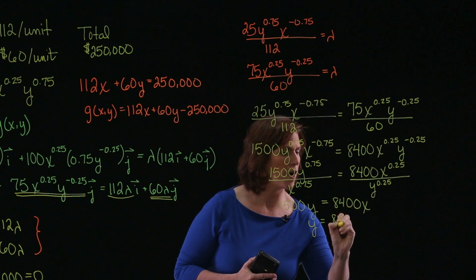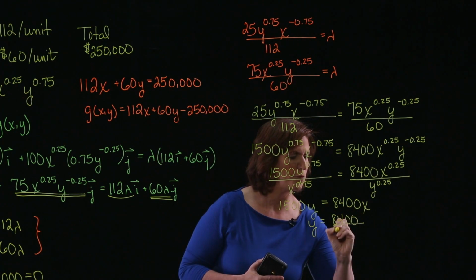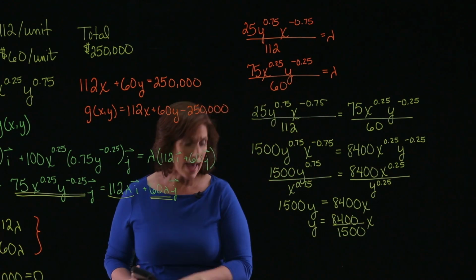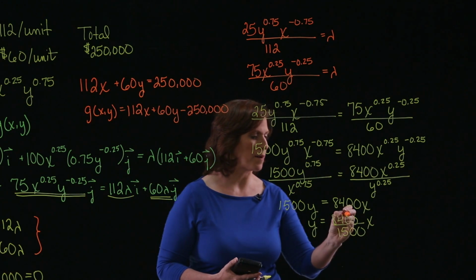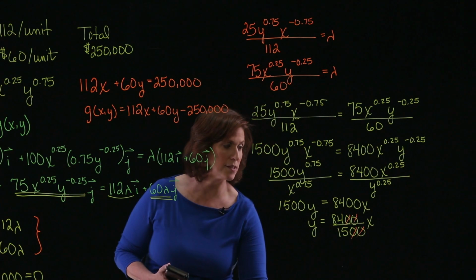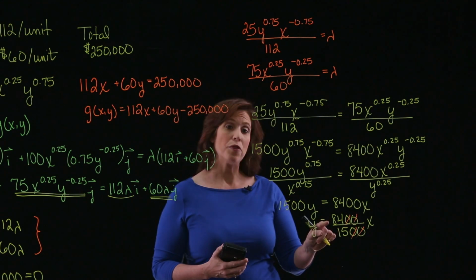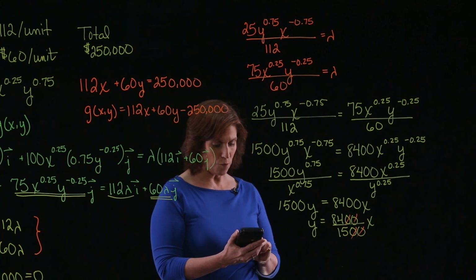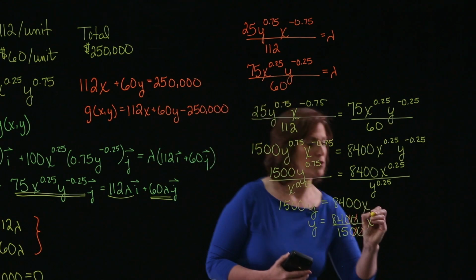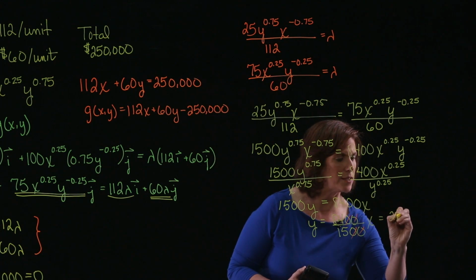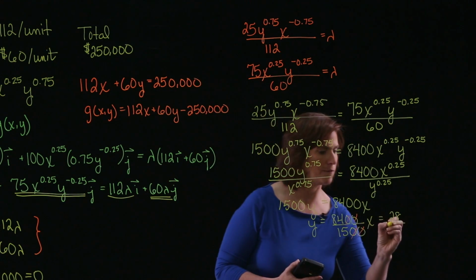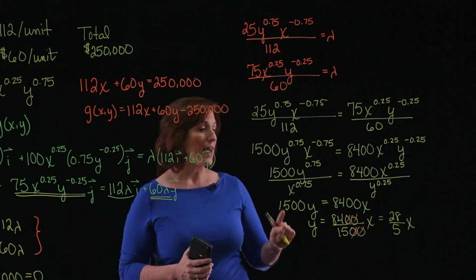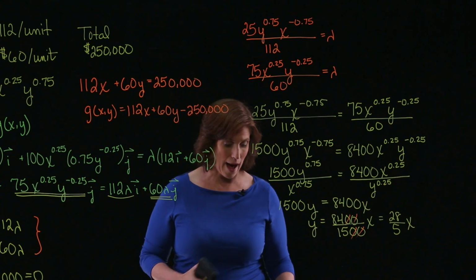Y is 8,400 all over 1,500 times x. And I notice that I can divide both the top and bottom by 100, so that cancels. And also I notice that 3 will divide evenly into both 84 and 15. So 84 divided by 3 is 28. So y is going to be 28 over, and 3 goes into 15 5 times. So 28 over 5 times x. So now I have a relationship between x and y.